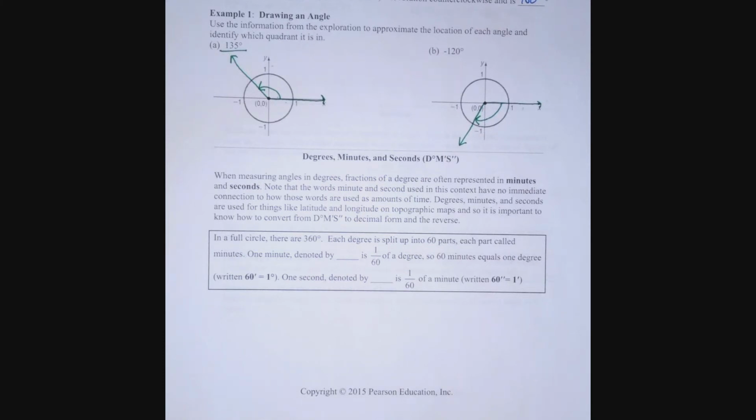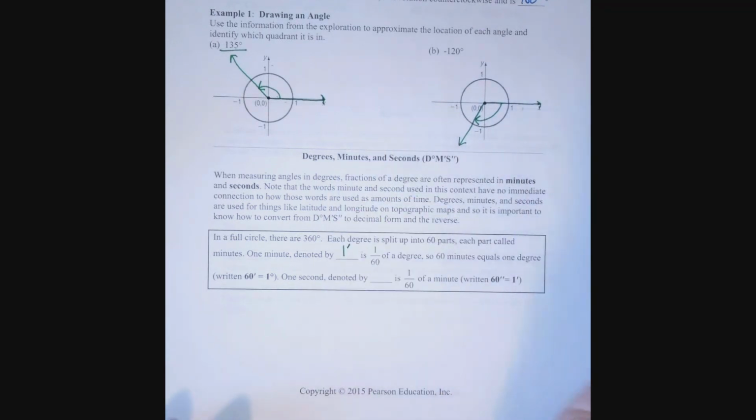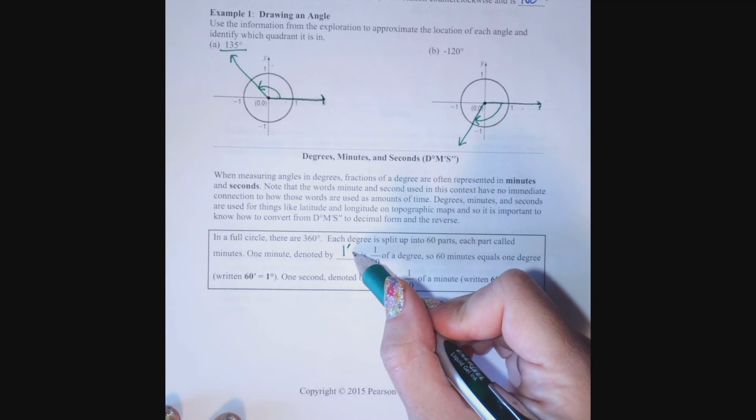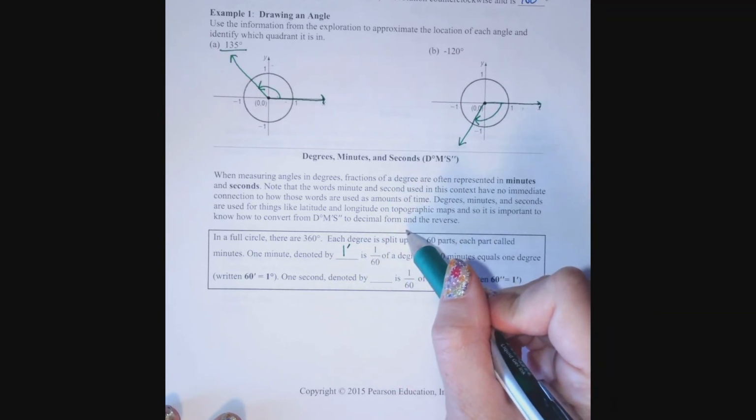So we want to be able to convert degrees, minutes, and seconds to decimal form and then back the other way. In a full circle, there are 360 degrees, and each degree is split up into 60 parts. Each part is called a minute, denoted by 1 with an apostrophe. Just like with length measurements, you would do an apostrophe for foot, and a quotation mark, 2 of those, for inch.